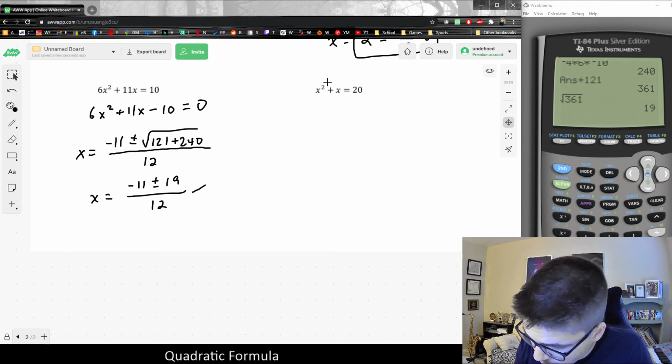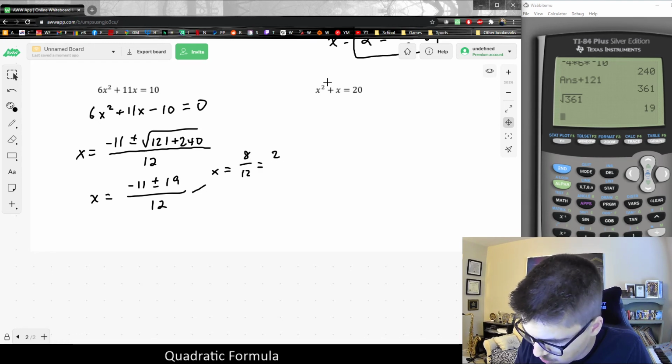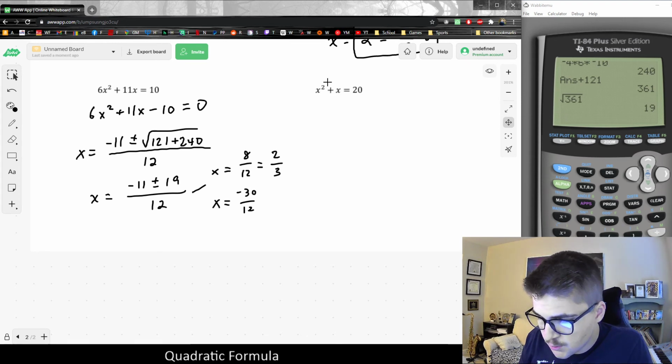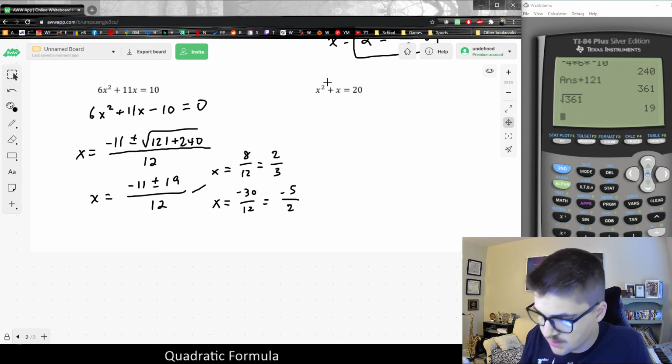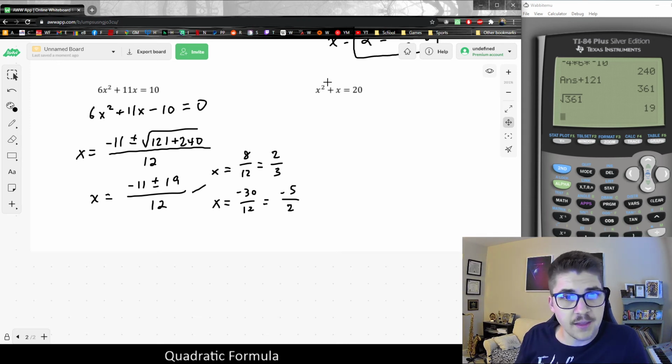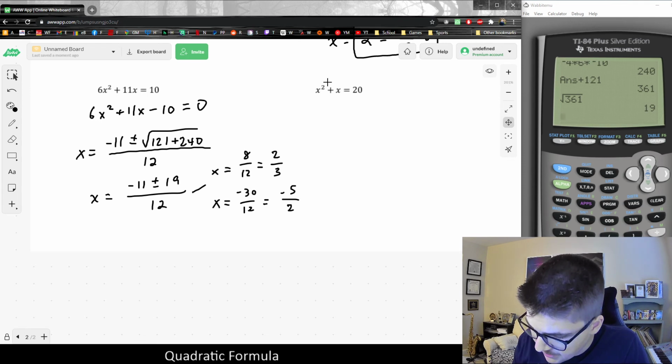But anyways, here the first answer is going to be negative 11 plus 19, which is 8 over 12. Which would reduce by 4 down to 2/3. And the other one would be negative 30 over 12, which would reduce by 6 down to negative 5 over 2. 12 reduced by 6 is 2. Yeah. There we go. That should be good. And again, I'm going to get 2 answers.